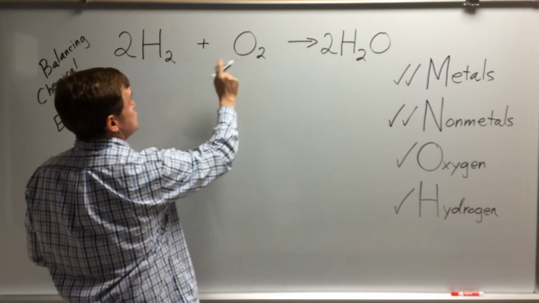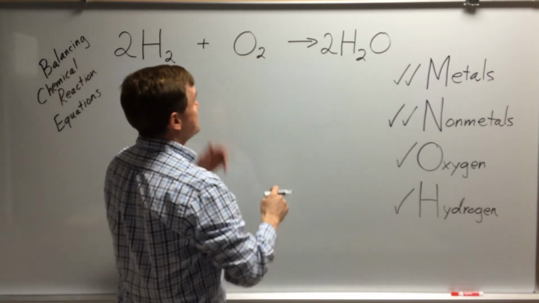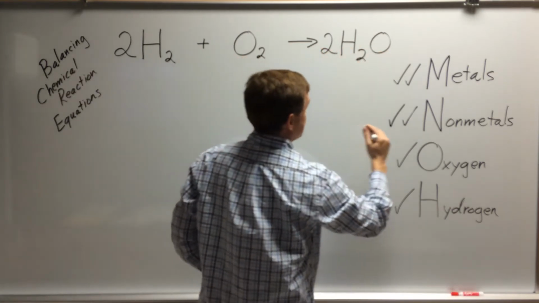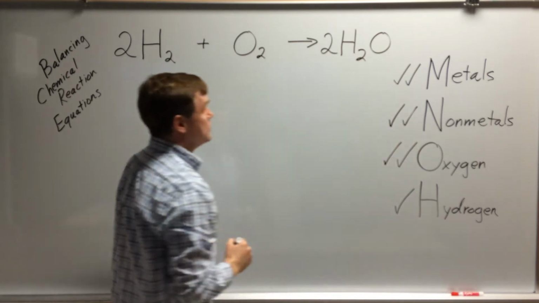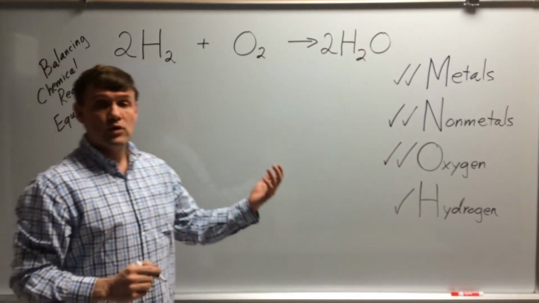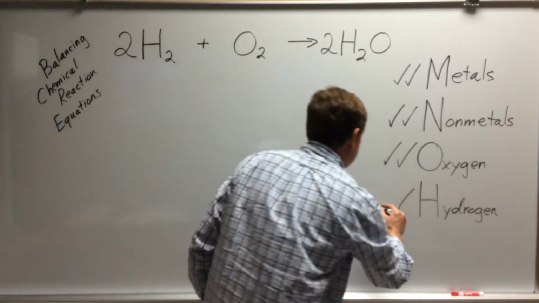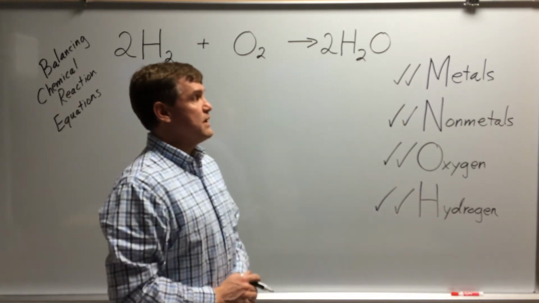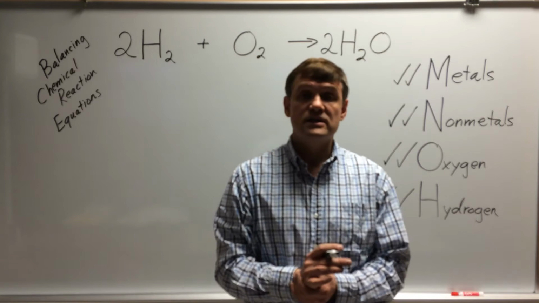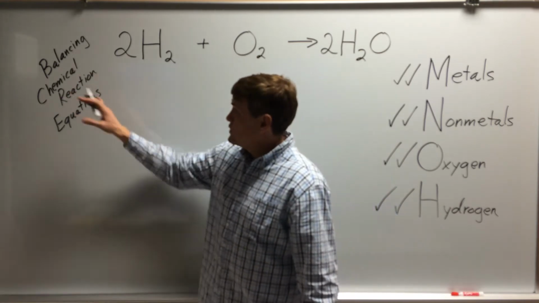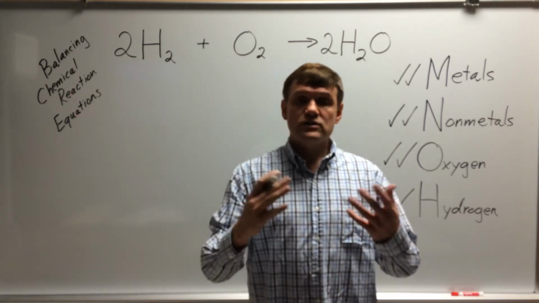It's got 2 oxygens here on the left side of the arrow. It has 2 oxygens on the right side of the arrow. That is still good. And if we look at hydrogen, we have 4 on the left, 4 on the right. So this looks good. So this is the primary method that I would like to teach you on how to balance chemical reaction equations. Let's go through a couple of others.